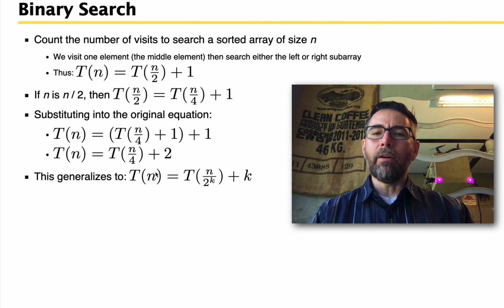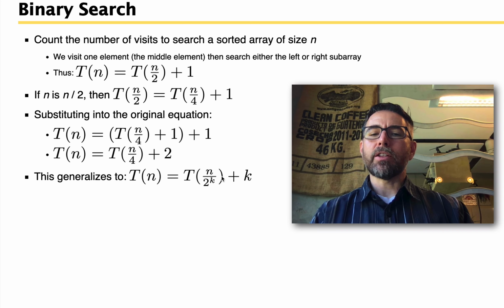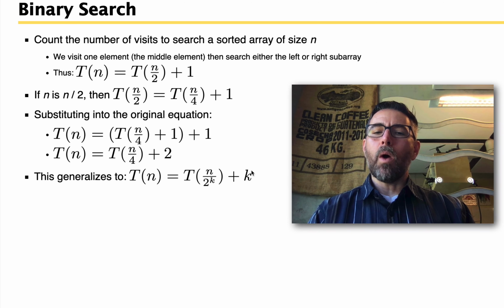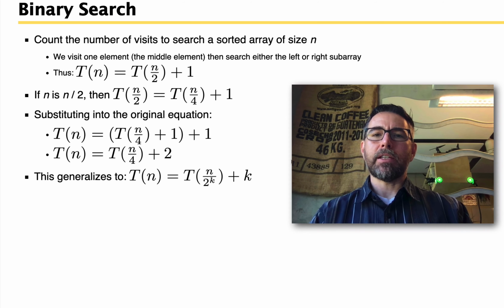It says that our general form, the running time t of n, is equal to this recursive element t of n over 2 to the k, because each time we increase that, we go up by a power of 2. And then we add 1 for each power of 2 we go up. So our general formula is t of n over 2 to the k plus k.